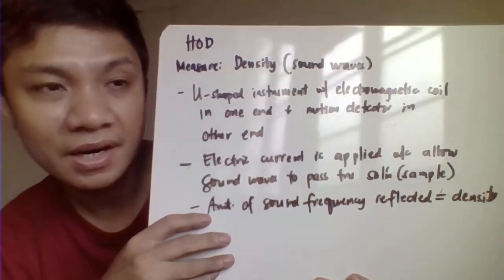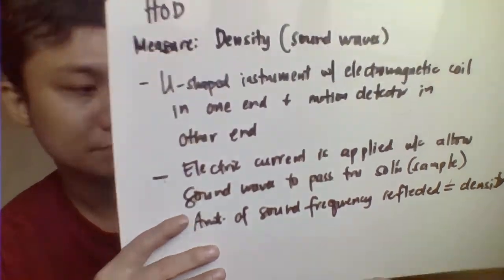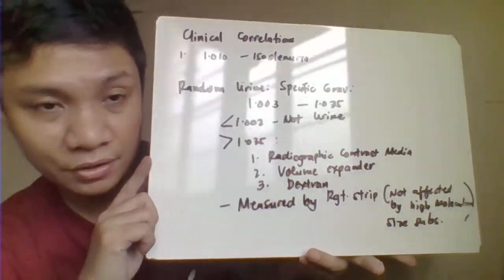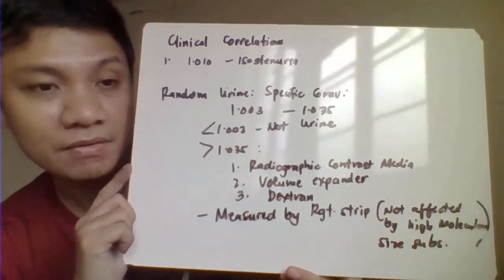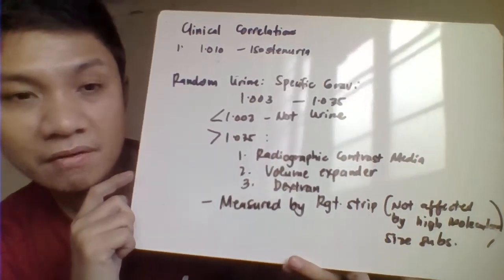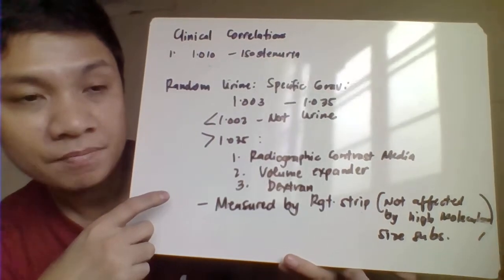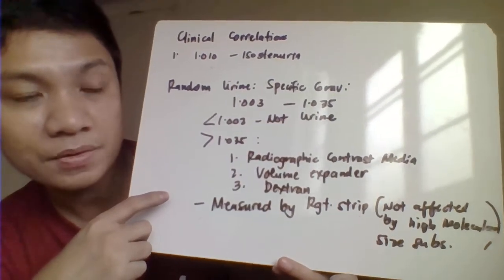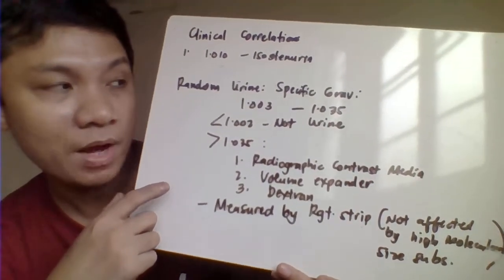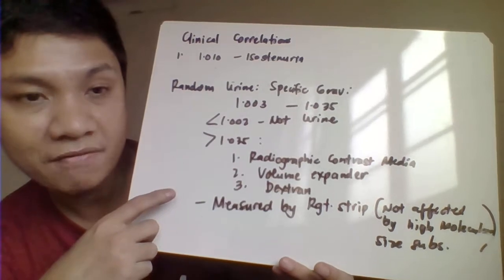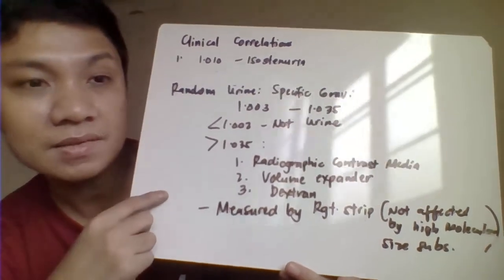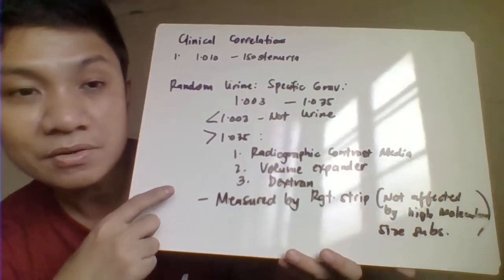Okay, so that's your harmonic oscillation densitometry. We have here the clinical correlations. Again, the ultrafiltrate of your urine would have a specific gravity reading of 1.010. More than 1.010 specific gravity reading is hypersthenuria. Less than that, we consider hyposthenuria. Random urine would have a specific gravity reading between 1.003 to 1.035. A urine sample having a specific gravity of less than 1.003 may not be considered urine.